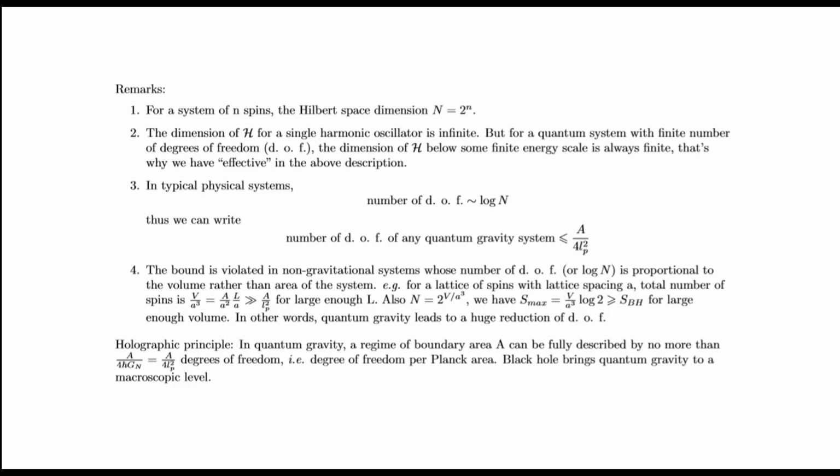The bound is violated in non-gravitational systems whose number of degrees of freedom is proportional to the volume rather than area of the system. For a lattice of spins with lattice spacing a, the total number of spins is this. For large enough R, also n is this. We have max entropy is this for large enough volume. In other words, quantum gravity leads to a huge reduction of degrees of freedom.